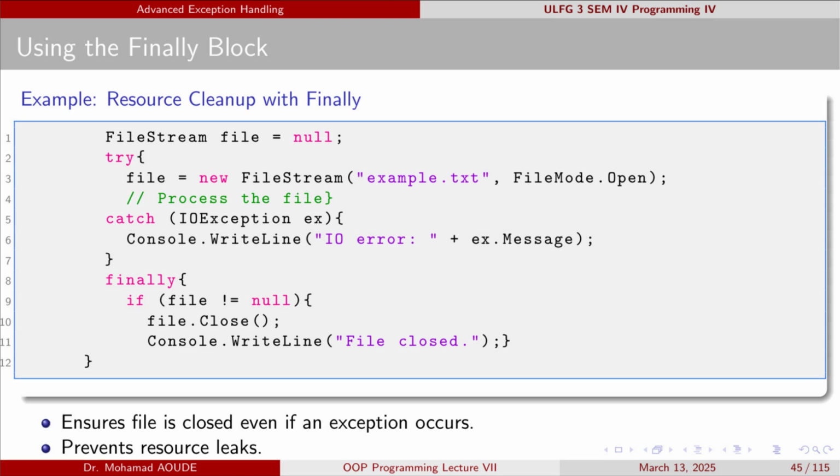In this example, we open a file inside a try block. If the file can't be read, we catch an IOException. But either way, the finally block closes the file. This ensures no matter what happens, we don't leave resources hanging.